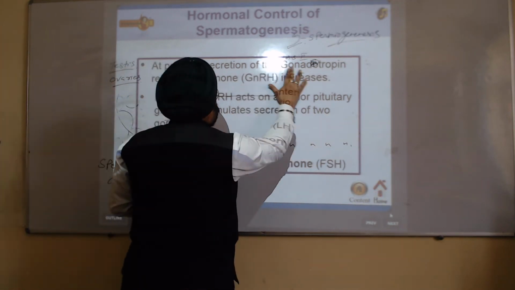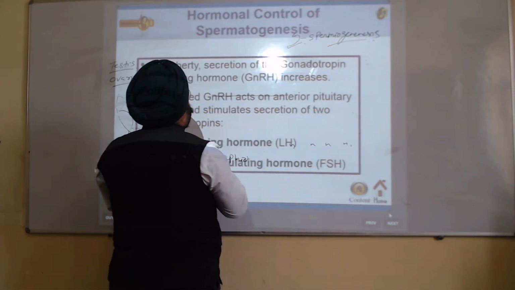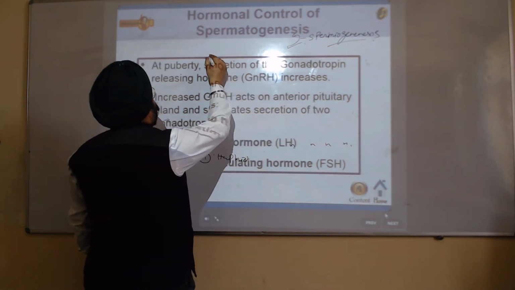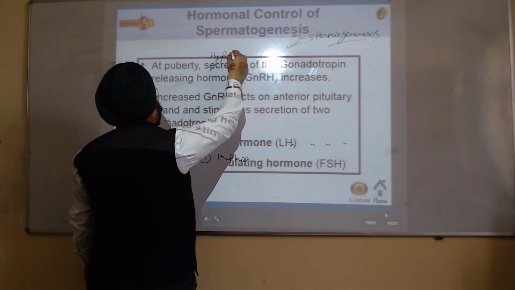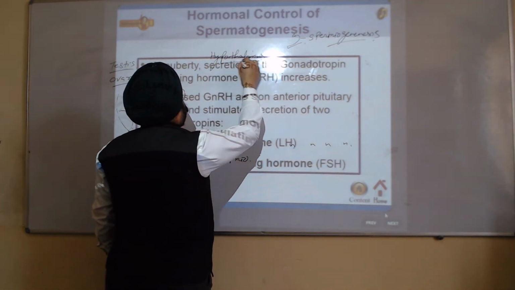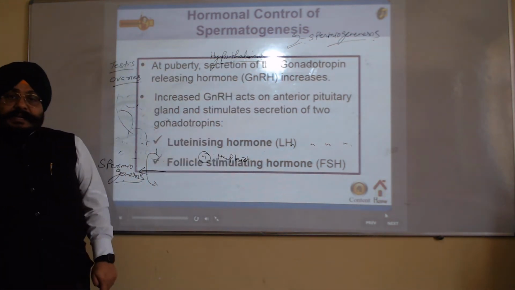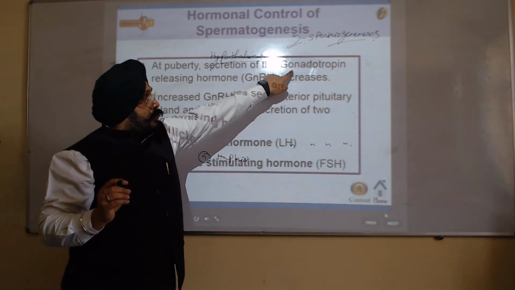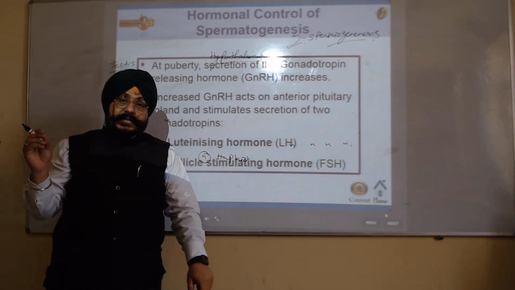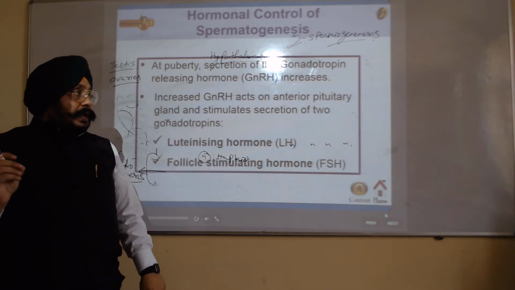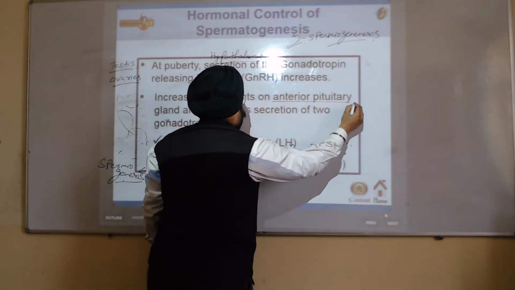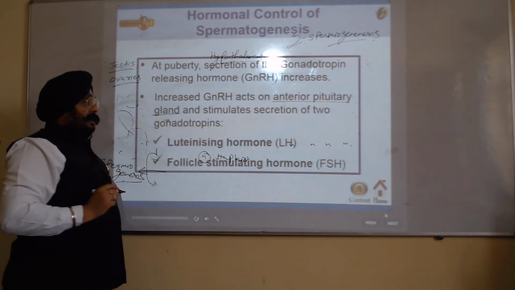And which is the first gland which controls it? It is the hypothalamus. Now this gland secretes the hormone known as gonadotropin releasing hormone, which you have already studied in your +1 also. Now this hormone acts, where does it act? On the anterior lobe of the pituitary gland.